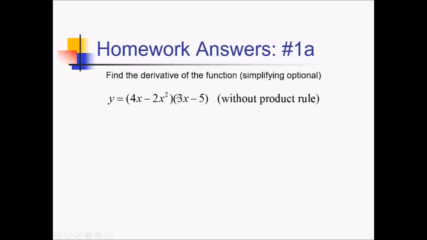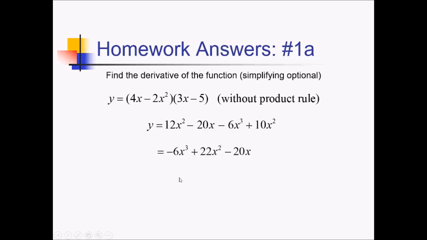So we've got 4x times 3x is 12x squared. And then we have 4x times negative 5, that's going to be negative 20x. Doing the rest of them now, this is going to be negative 6x cubed. And then negative 2x squared times negative 5, that's 10x squared. Collecting like terms, we've got this negative 6x cubed that can come out in front. We have a 22x squared and a negative 20x when all is said and done.